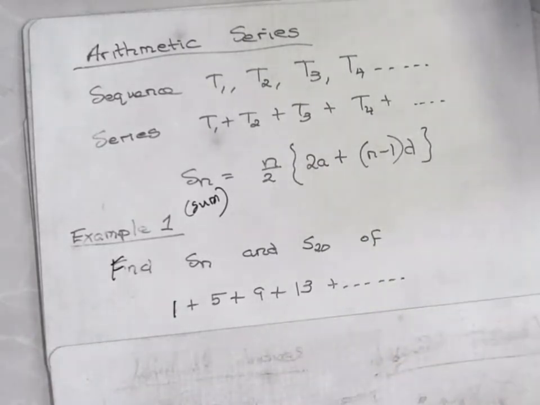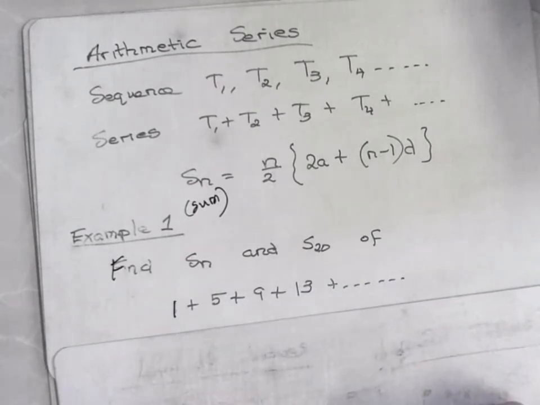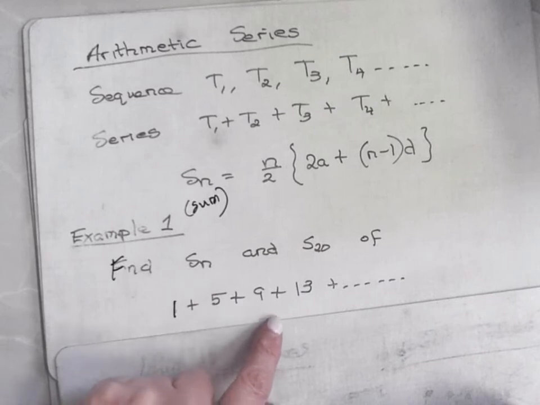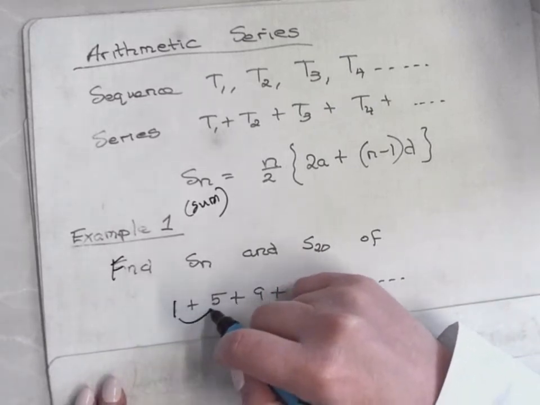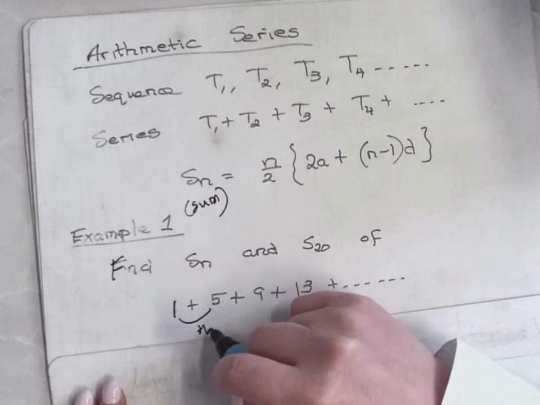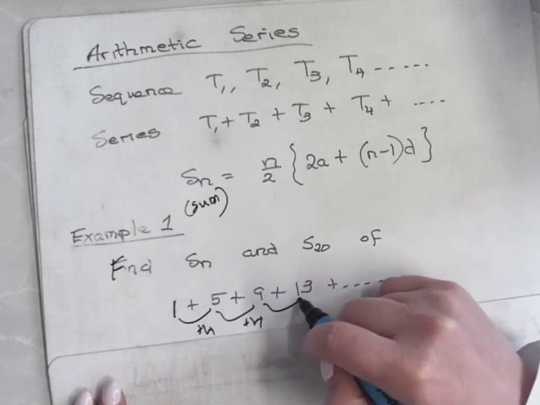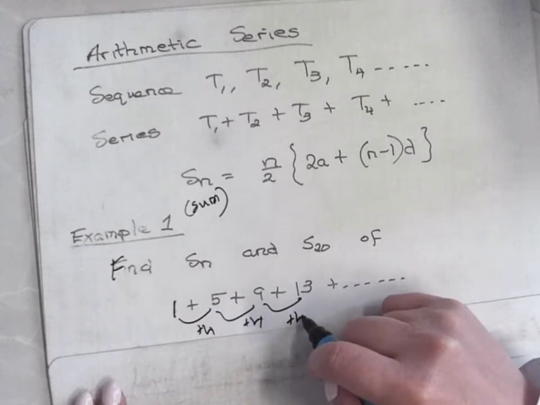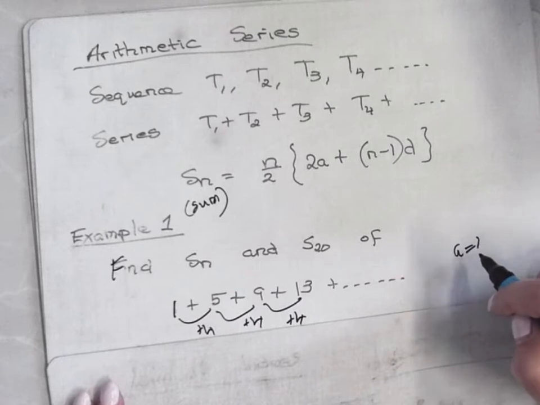Right, you ready for me? So here's a series: 1 plus 5 plus 9 plus 13. Term number 1 is 1, then you add on 4 to get 5, and you're adding on 4 each time. So that means A is the first term, which is 1, and D is the common difference, which is 4.